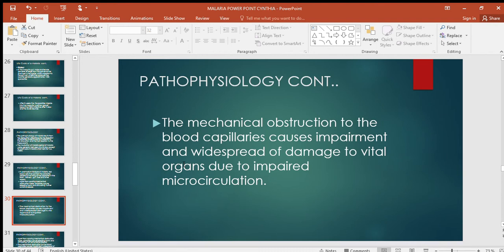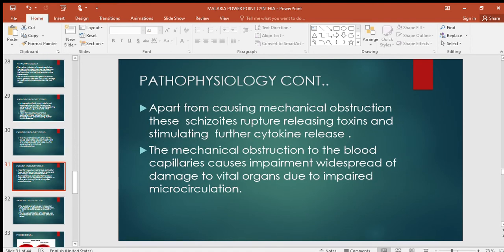So that's another problem. Apart from causing mechanical obstruction, these schizonts rupture, releasing toxins and stimulating further cytokine release. So inflammation continues to occur because of the events that we are talking about. So there is even impaired blood circulation. There is release of toxins by the schizonts.